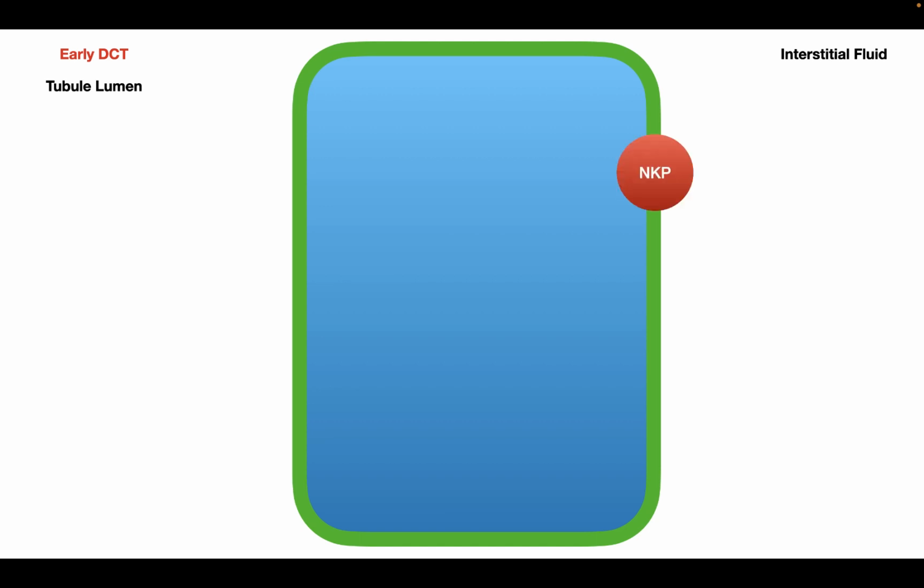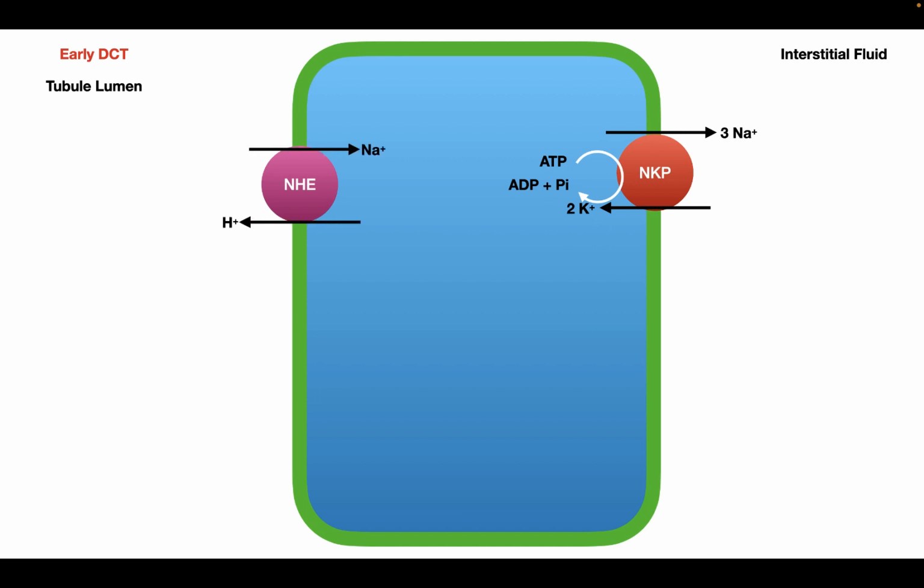So on the basolateral membrane, we have the sodium-potassium pump. The sodium-potassium pump moves 3 sodiums into the interstitial fluid and 2 potassiums into the cytosol. And it does so by using the energy released by ATP hydrolysis. Now on the apical membrane, we have the sodium-hydrogen exchanger, which exchanges 1 sodium for 1 hydronium. The hydronium then can combine with bicarbonate to form carbonic acid.